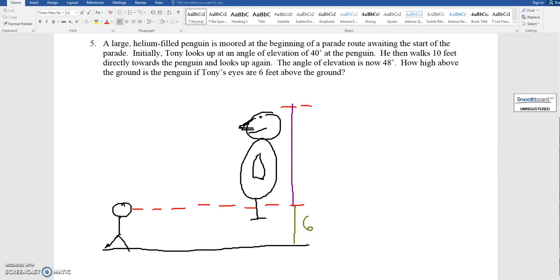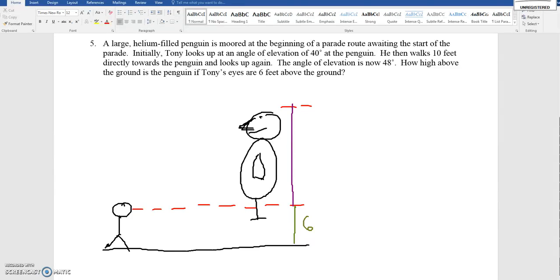Then you walk 10 feet towards the penguin. You look up again. Now that angle of elevation is 48 degrees. And you want to figure out how tall the penguin is if the line of sight is 6 feet. So you already see my amazing picture. We're going to add a little bit to that.